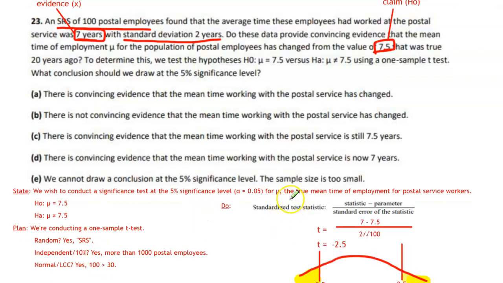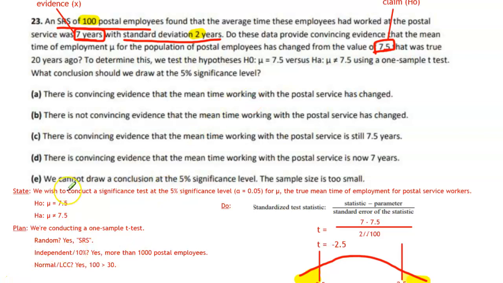In the do step, we're calculating a standardized test statistic. In this case, it's t. Statistic minus parameter is going to be 7 minus 7.5. And then the standard error of the statistic is s, which is the sample standard deviation, which is 2, right? Standard deviation of 2 years, divided by the square root of 100, which is the square root of n, right? That n value is going to be 100 postal employees. Calculate that all up, and we get negative 2.5.